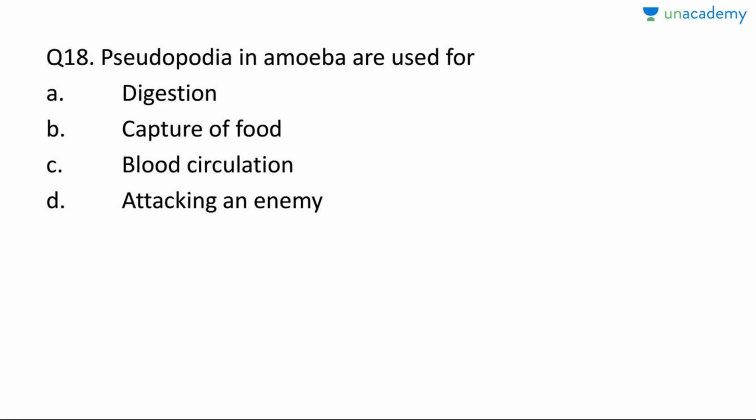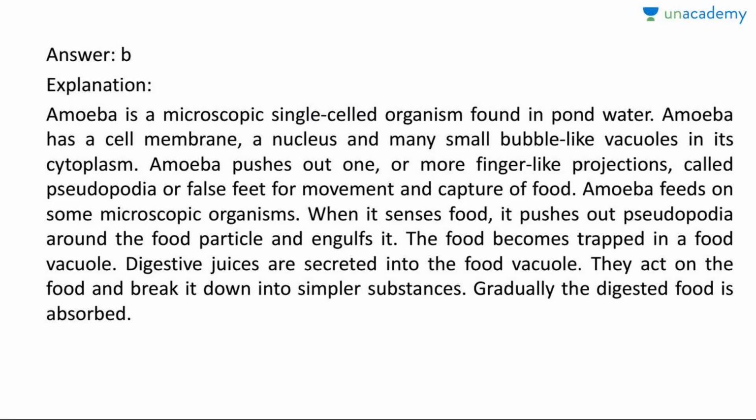Pseudopodia in amoeba are used for which of the following? Pseudopodia is basically a movement-like structure, and it is used for capturing food. Amoeba is a microscopic single-celled organism. Again important, it is a single-celled organism and it is found everywhere: ponds, water, etc. Amoeba has a cell membrane, a nucleus and many small bubble-like vacuoles in its cytoplasm. These vacuoles can store many things.